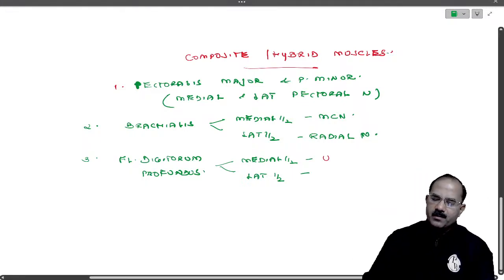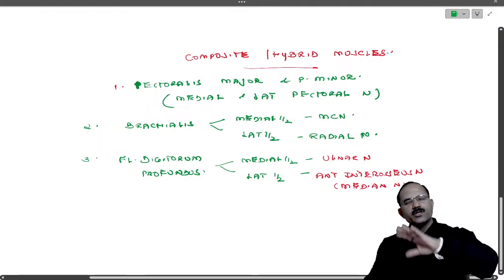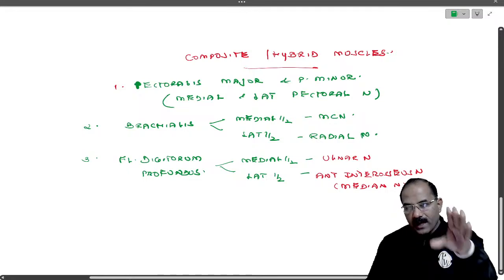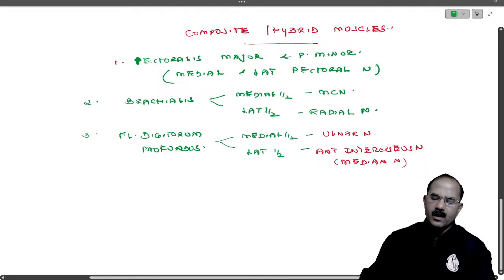The medial half is supplied by ulnar nerve and the lateral half is supplied by the anterior interosseous nerve. Anterior interosseous nerve, which is a deep branch of median nerve. Okay, so flexor digitorum profundus, lateral half is supplied by anterior interosseous nerve, which is a branch of median nerve. The medial half is supplied by the ulnar nerve.